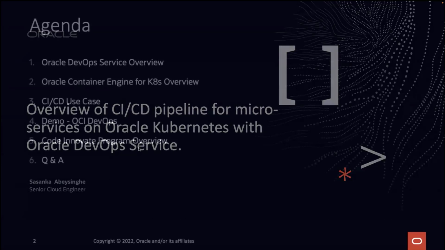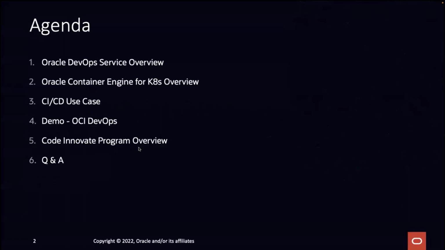Today's agenda is I'm going to discuss two cloud services. The first one is Oracle DevOps Service, and the second one is Oracle Container Engine for Kubernetes. I have one CI/CD use case with Oracle DevOps Service, and that one I'm going to demonstrate. After that, I'm going to go through the Code Innovate program, and if you have any questions, I'm happy to answer them.